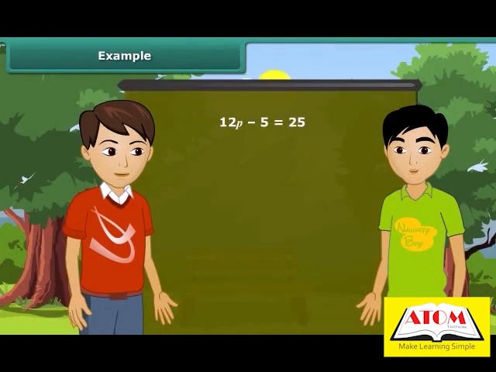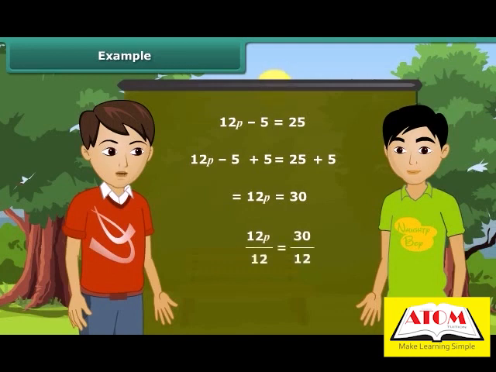Ajay, can you solve this equation? Yes. To get 12p on the left-hand side, we will add 5 to both sides. We get 12p is equal to 30. Now divide both sides by 12. We get the answer p as 5 upon 2. Very good. Do you know that we can solve these problems by transposing also?